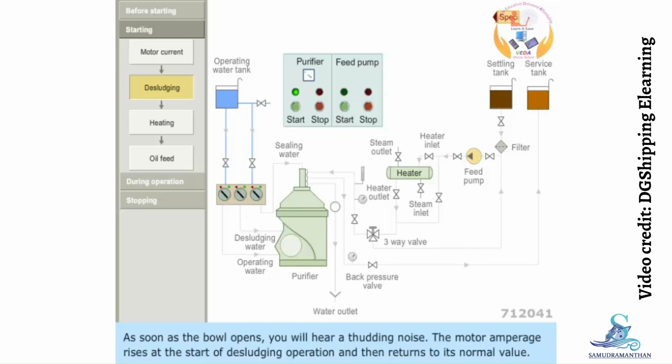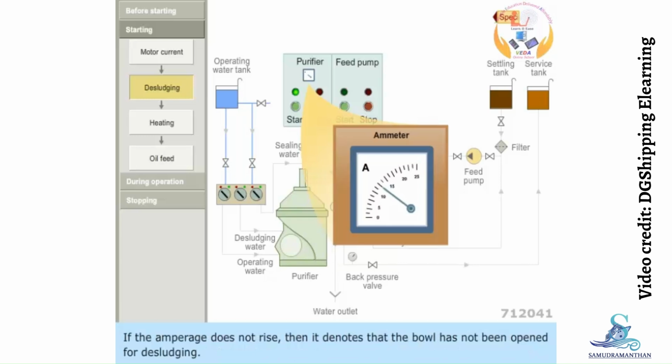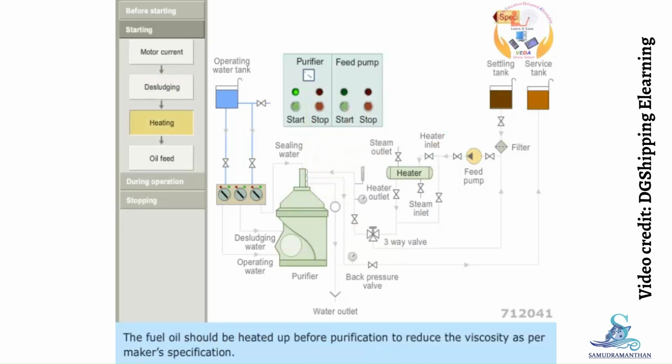As soon as the bowl opens, you hear a thudding noise. The motor amperage rises at the start of desludging operation and then returns to its normal value. If the amperage does not rise, then it denotes that the bowl has not been opened for desludging. The fuel oil should be heated up before purification to reduce the viscosity as per maker's specification.